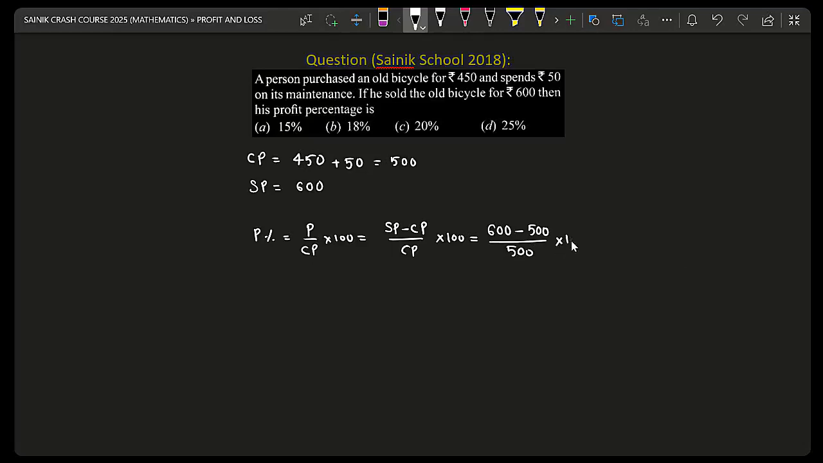Now substitute and simplify. So the zeros cancel, two zeros can cancel. What is 600 minus 500? Sir, 100. 100 divided by 5? Sir, 20. So what is the profit percentage? Yes, it is 20%. Which option, Sanvi? Sir, option C. Very good. Sanvi, you can mute yourself.